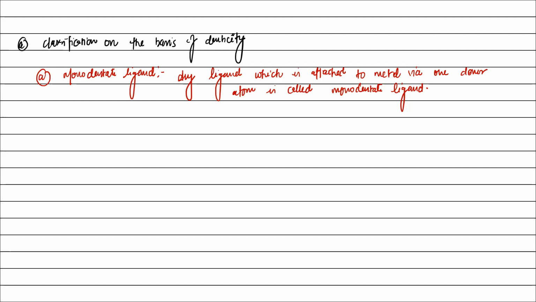For example, NH2-NH2, right? It has two donor atoms, this one and this one, but it is not bidentate. It is monodentate only, because at a particular time both these nitrogen atoms do not get involved in bonding with the metal. So it is important via how many donor atoms any ligand is attached to the metal. It is not important how many donor atoms any ligand has. Is it clear?